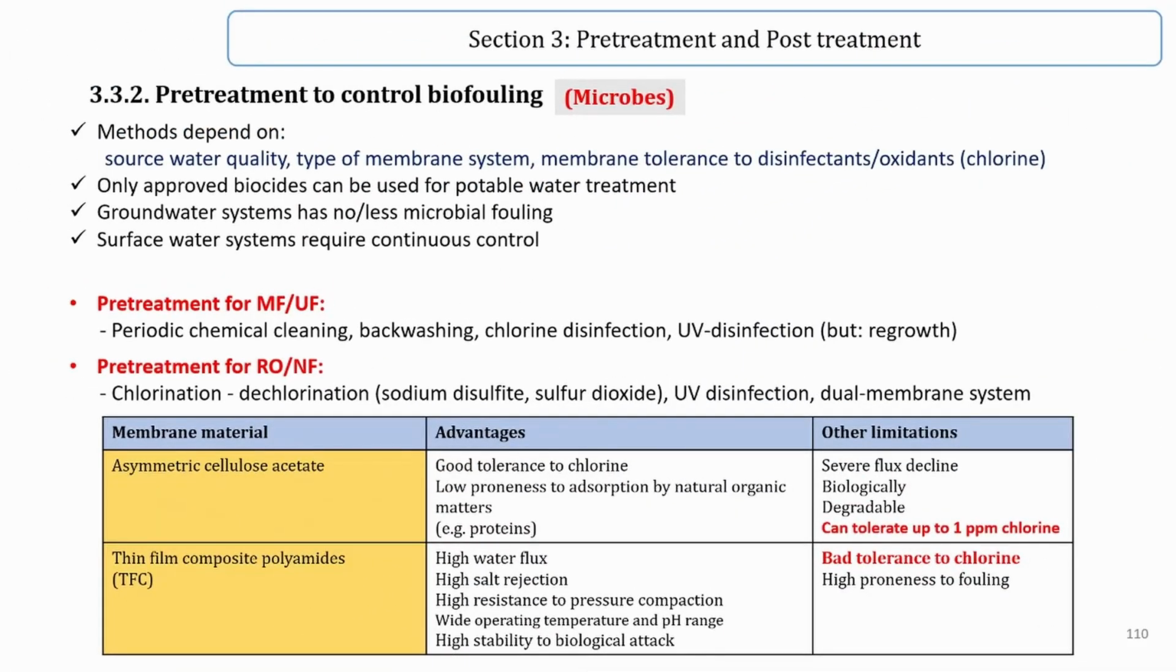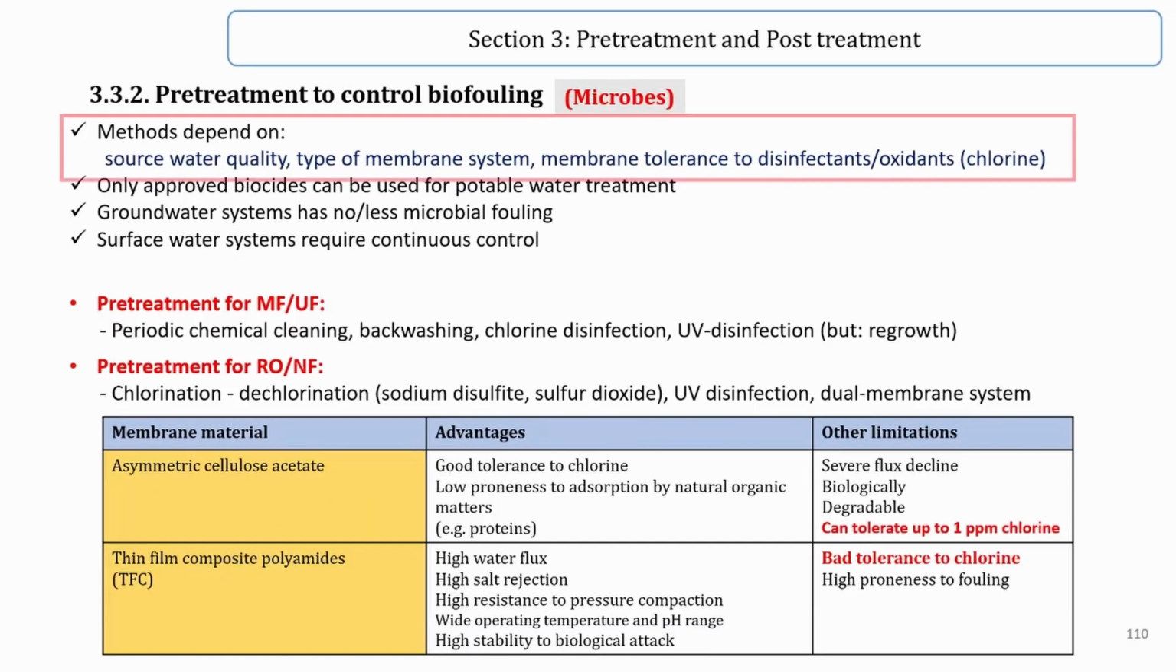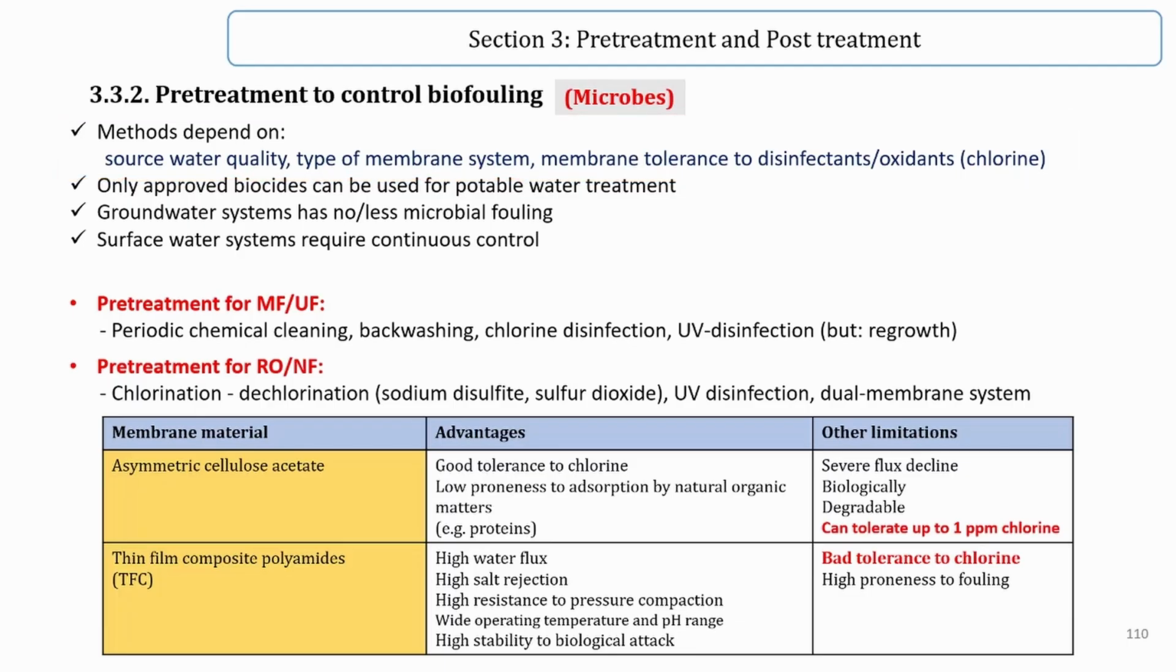Pretreatment to control biofouling. Pretreatment methods to control biofouling depend on source water quality, type of membrane system, and membrane tolerance to disinfectants such as chlorine. Source water has to be considered because, for example, in groundwater you have no or less microbial fouling, but surface water systems require continuous control.